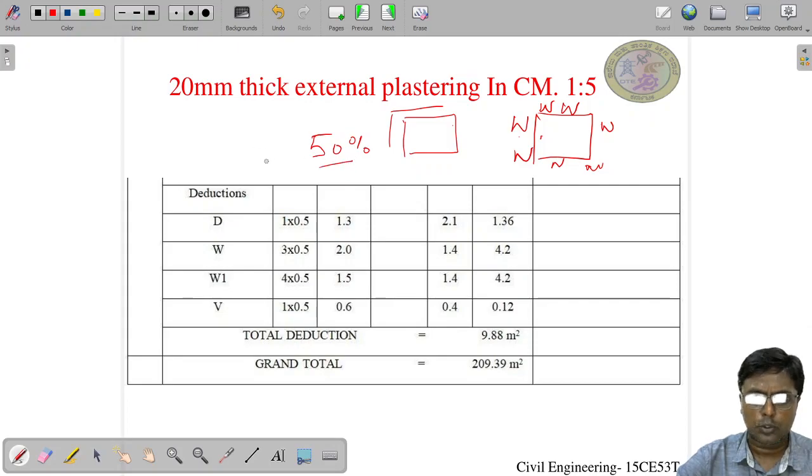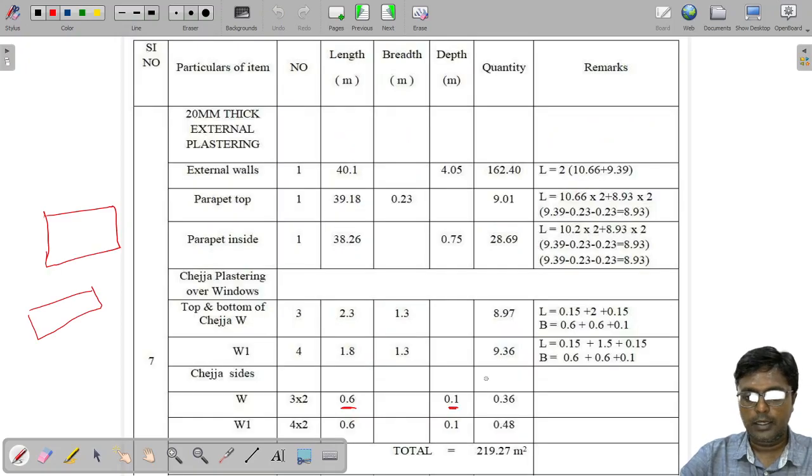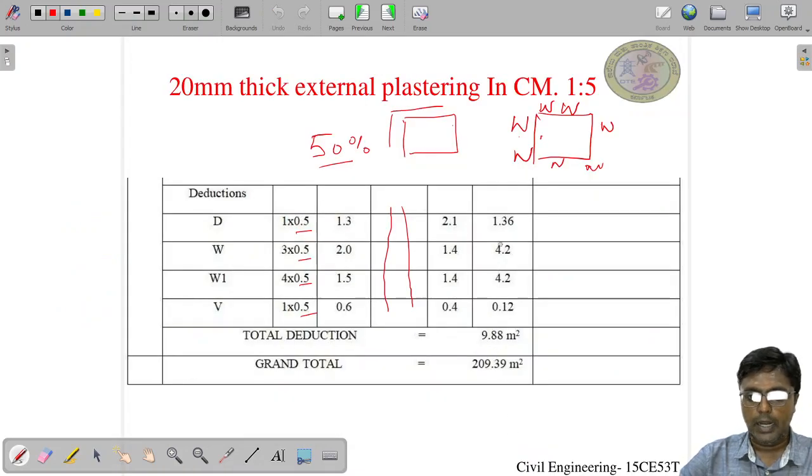Why 50%? What are you doing with the remaining 50%? You are using it to do plastering for the rebates or the sides of the doors, and also the sill and top of the doors and windows. That is why we have deducted only 50%. So the same is the case with all. As you can see, this is plastering work, and the breadth column is completely empty. Finally, the total after adding all this is 219.27. After deducting this quantity, the final quantity is 209.39 meters square.